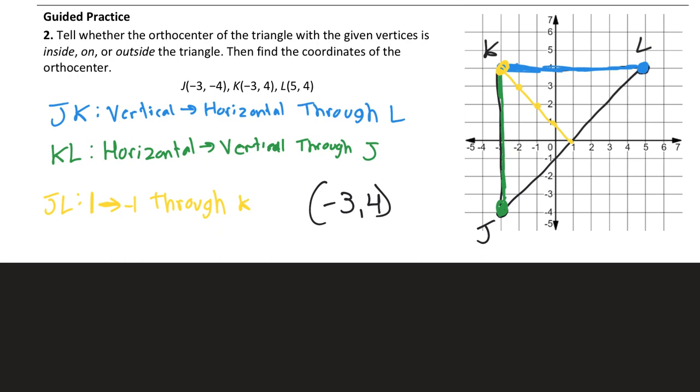Okay, so through all that work, you find out the orthocenter is actually point K, (-3, 4). It ends up on the triangle. But it's understanding you're finding the perpendicular to a side that goes through the opposite vertex. So JK, I went through L. KL, I went through J. JL, I went through K. This point was (-3, 4). It wound up on the triangle because this is a right triangle.